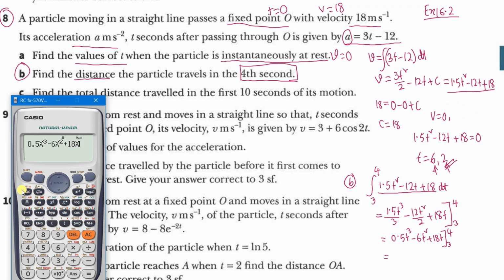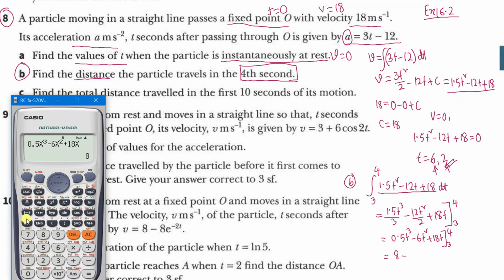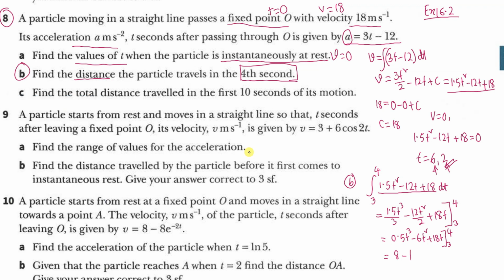First is 4, so right here let me calculate with 4 instead of x. They're asking for the value and it gives us 8. Then minus, if we put 3 here, let me calculate again. They're asking for the x value, so let me put the value 3 here and press equals. We got 27 by 2, or we can write 13.5, and in that stage 8 minus 13.5 is minus 5.5.